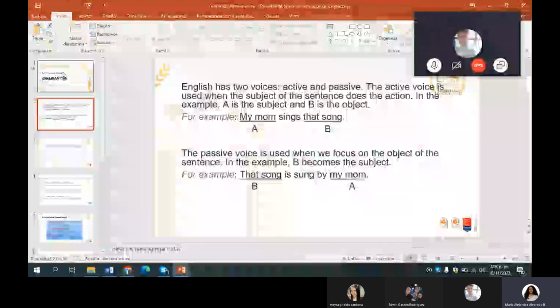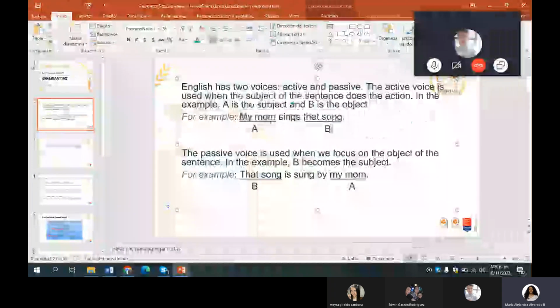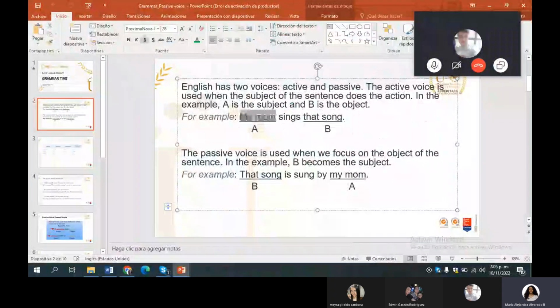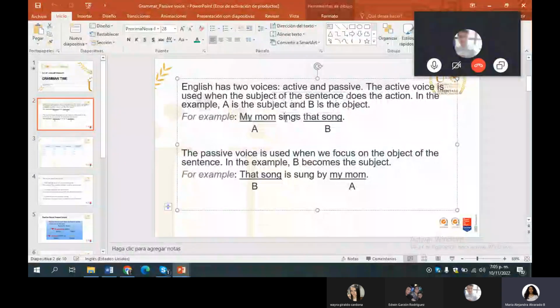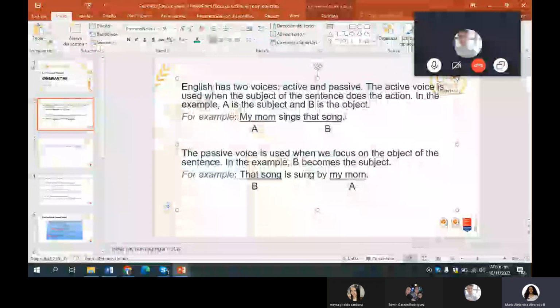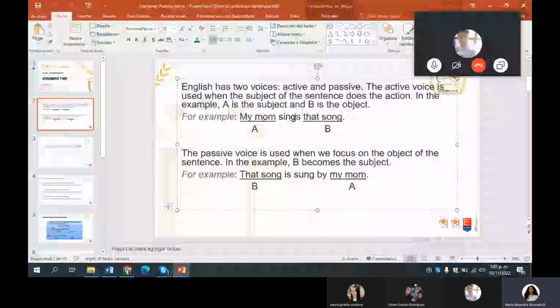Here we have an example. Let's take this example: My mom sings the song. In this case, my mom is the person who does the action, the subject. Here we have the verb, which is sing, and we have the object, which is the song. So this is a sentence in active voice. We are really focused on the subject and the action.